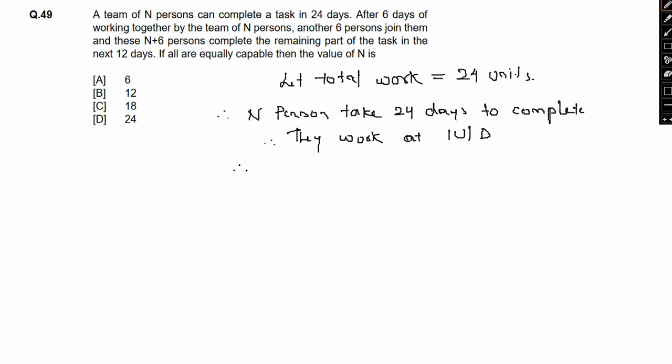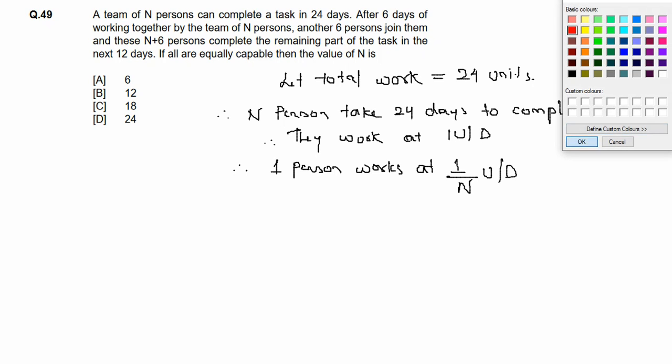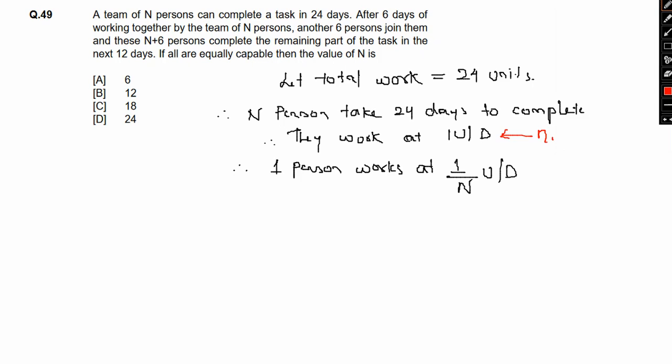So therefore one person works at 1 by n unit per day. Okay, so this is the efficiency of n people. Let me use a different color. Yeah, this is the efficiency of n people. Okay, and this is the efficiency of one person. Okay, so I hope this thing is clear.